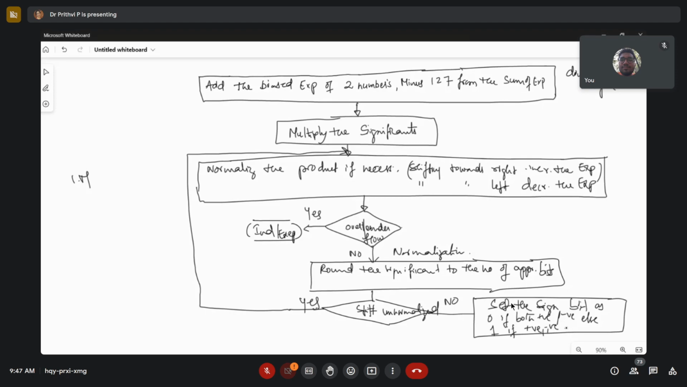Now, what do we expect for division? The division steps, can I put that in the same flow sort of thing? Yeah.